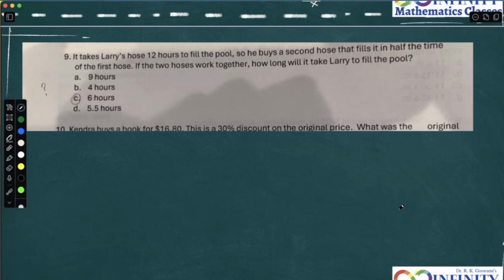It takes Larry's house 12 hours to fill the pool. So he buys a second hose, and that fills it in half the time of the first. If the two hoses work together, how long will it take to fill it? You got the question? Yes, sir.